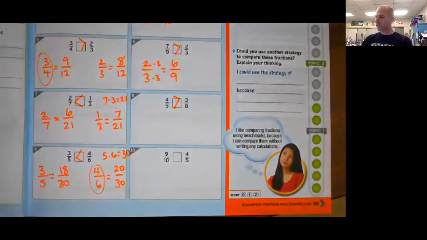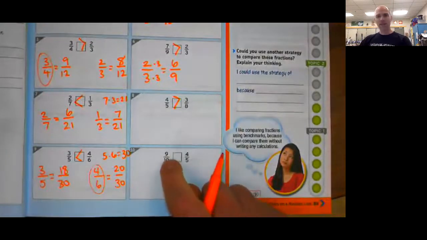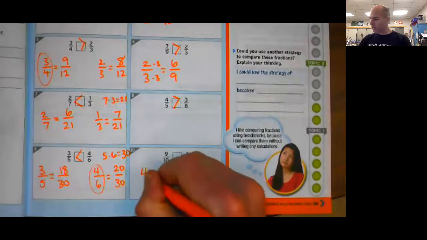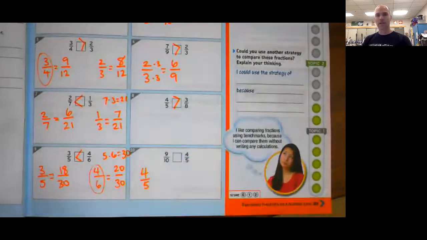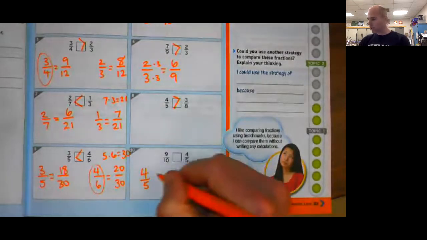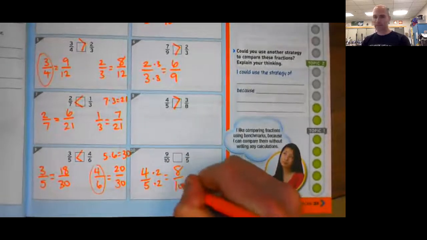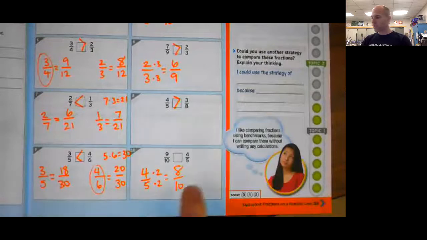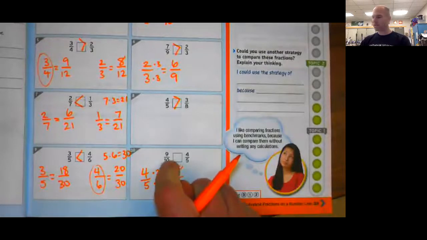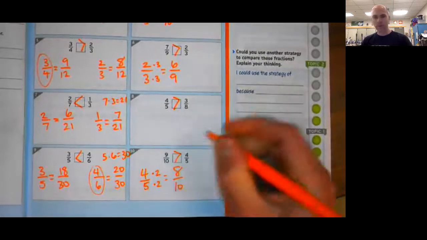Last one, I noticed that 5 can go right into 10. So I can change 4/5 so that it has a 10 in its denominator by multiplying top and bottom by 2, and I get 8/10, which is not as big as 9/10. So 9/10 is the bigger one.